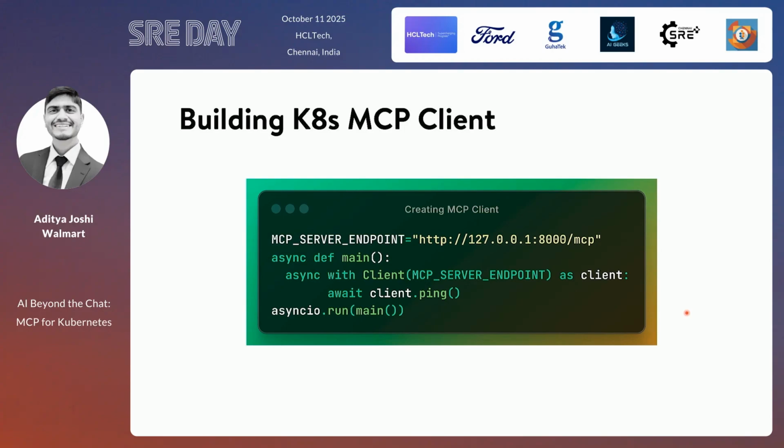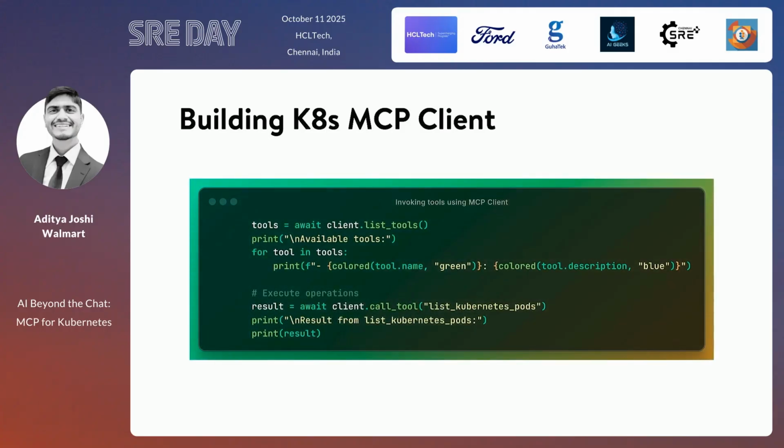Now I'm defining that my MCP server is running on this port, and I'm establishing a connection. Once I do this, my MCP client is ready. But let's talk about how to actually call the MCP server. In the first instruction that you see, I'm doing client.listtools. This function call is going to list all the available tools that my MCP server is exposing, or the capabilities of my MCP server.